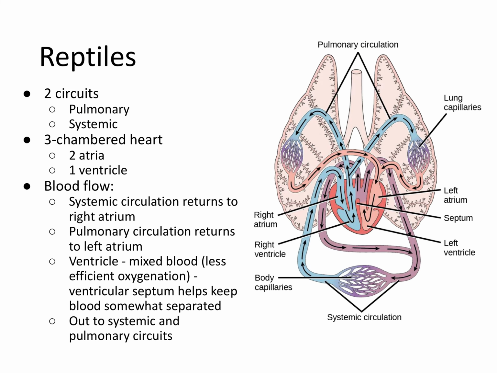Reptiles are similar to amphibians in that they have two circuits, but they do not do gas exchange across their skin. So it is a true pulmonary circuit and not a pulmocutaneous circuit like you saw in amphibians. And so it just has a circuit that goes to the lungs and another circuit that goes to the other body tissues. Like amphibians, they do have a three-chambered heart. They have a right atrium and a left atrium.